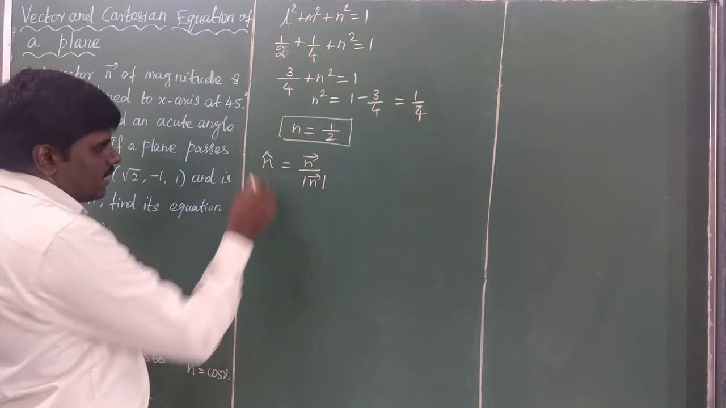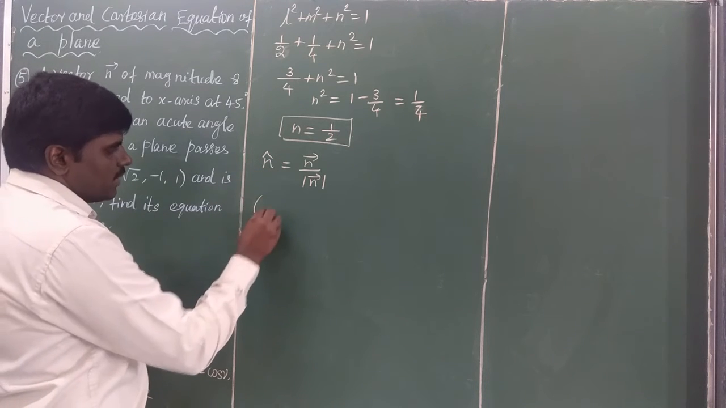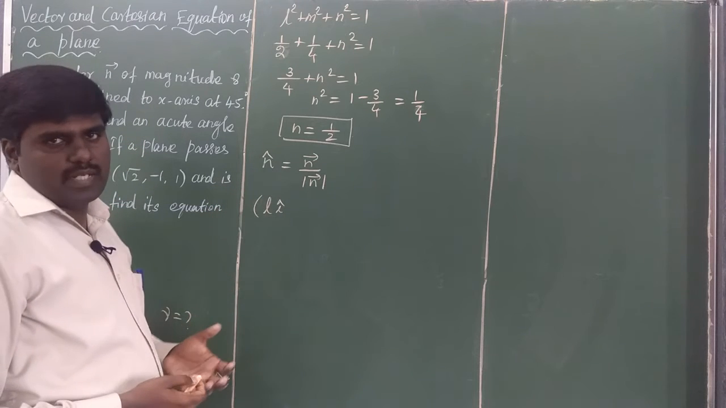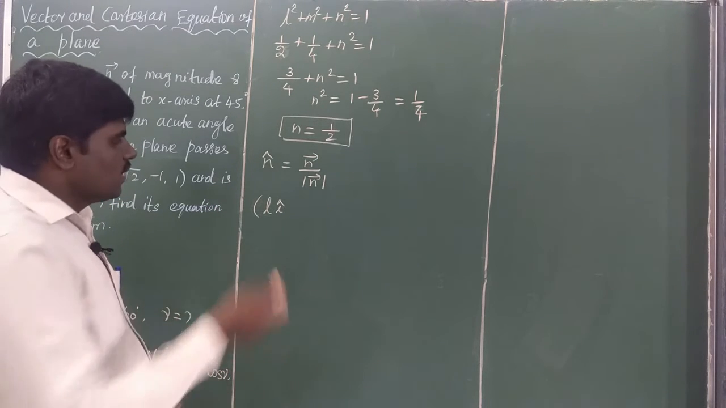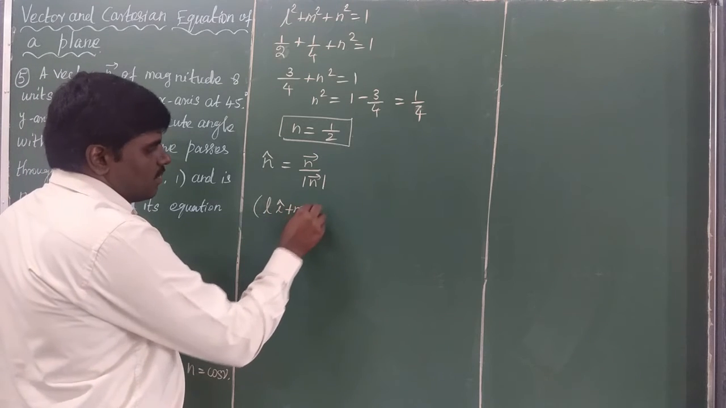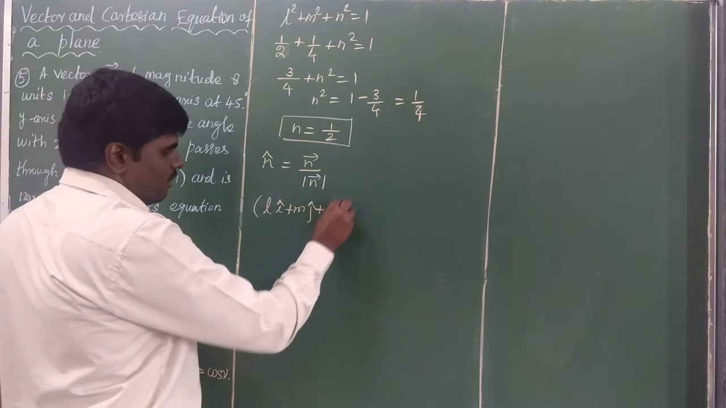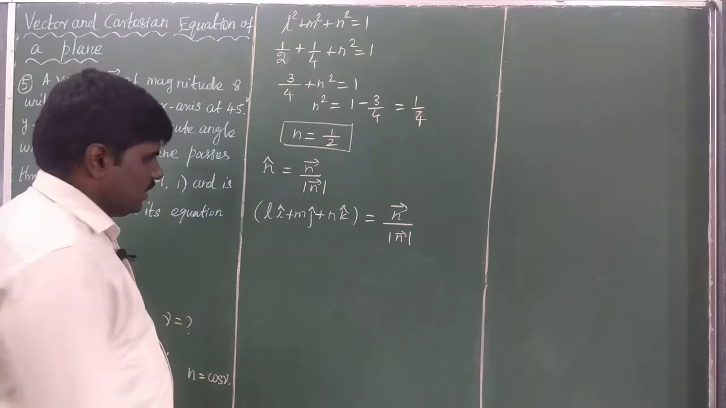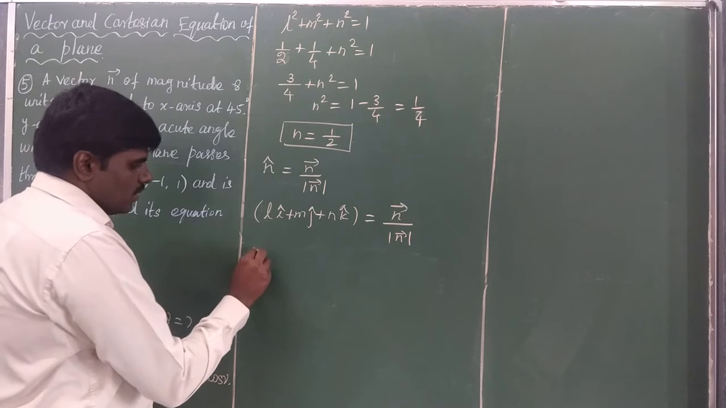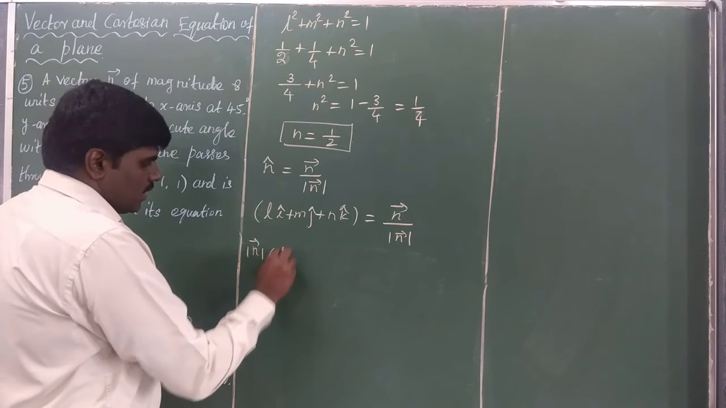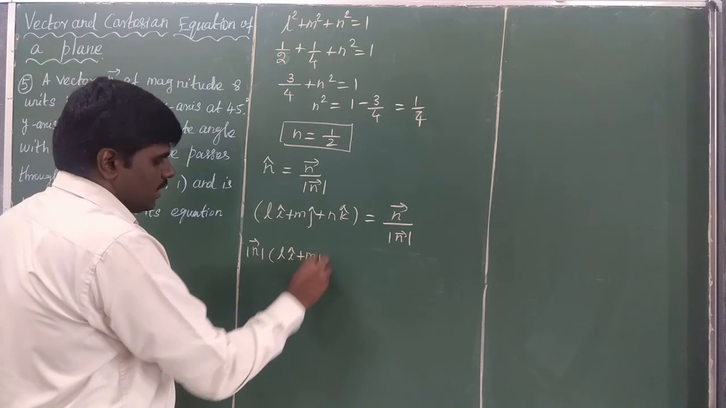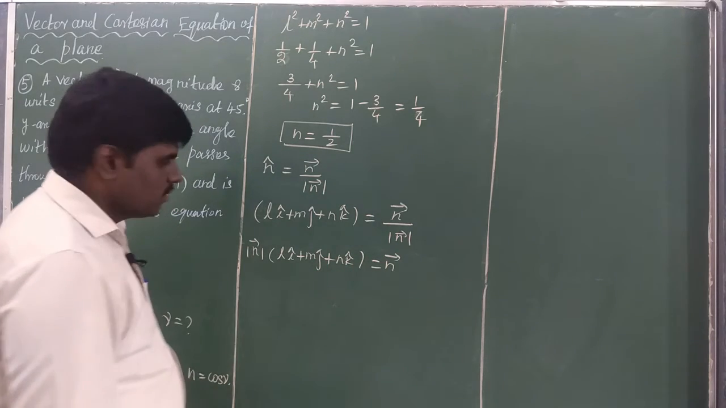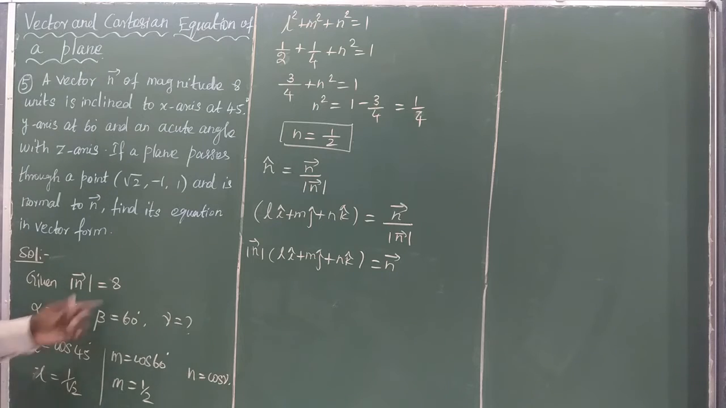Here n cap, what's the value of n cap? That means n1 i cap. Is that clear? n cap is a unit normal vector, that means the direction cosines also. So n1 i cap plus n2 j cap plus n3 k cap is equal to n vector divided by the magnitude of n vector. Now just multiply by the magnitude of n vector, so n1 i cap plus n2 j cap plus n3 k cap is equal to n vector. Is that clear? So the magnitude of n vector is equal to 8.